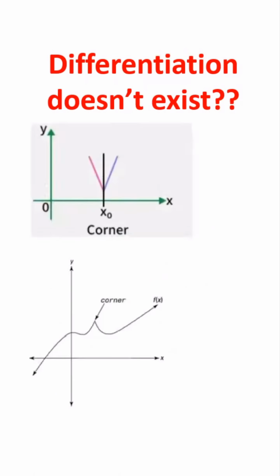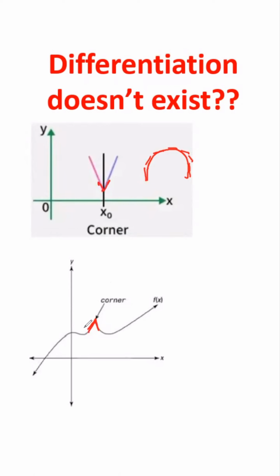The fourth condition, when you get a corner. Corner means whenever there is a sharp turn, the turn is not smooth. Whenever there is a corner, the differentiation does not exist, because if you look at the left and the right side, the slope direction is changing.